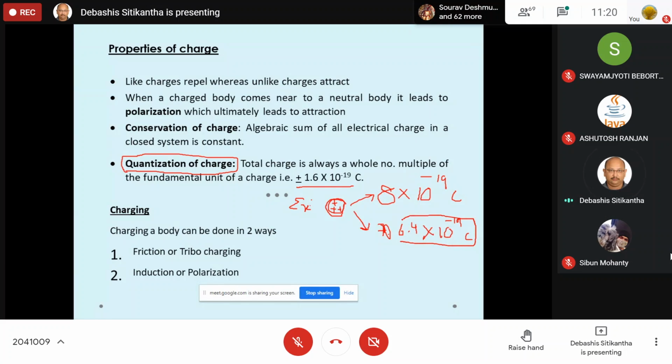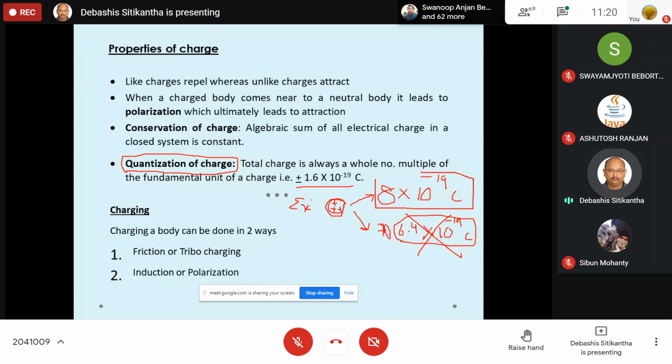Okay. So is there any other answer? Anyone else who wants to confirm whether it is 6.4 or 8 into 10 to the minus 19 coulomb? Okay, is there any other one? Okay, fine. So I am very sorry to say that this is the wrong answer. So the other section student gave me the wrong answer. Okay, the actual answer is this one.